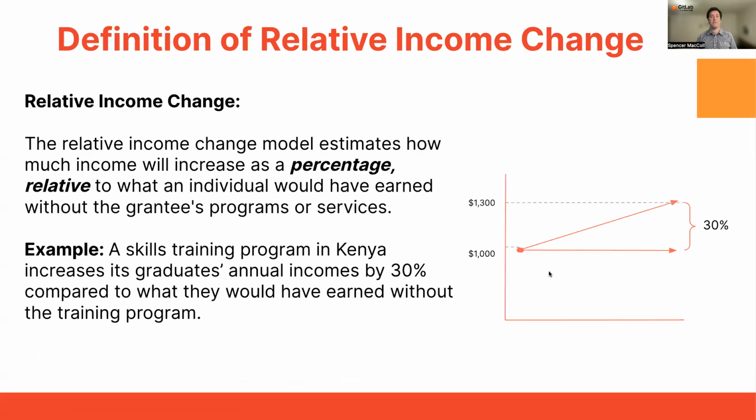So what we mean by relative income change is the change in income compared to what an individual would have earned without a grantee's program. So we're really comparing their income change over the counterfactual of what they would have made, but instead of quantifying it in dollars, we're quantifying it in percentages. In this simple example, a training program in Kenya would increase someone's incomes from $1,000 per year to $1,300 per year. The absolute change there is $300, but the relative change is 30%.